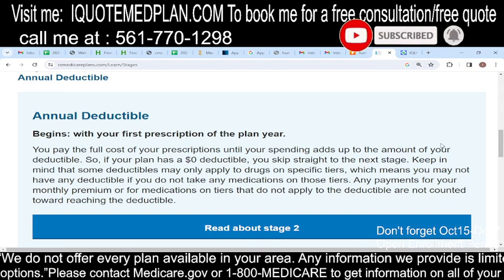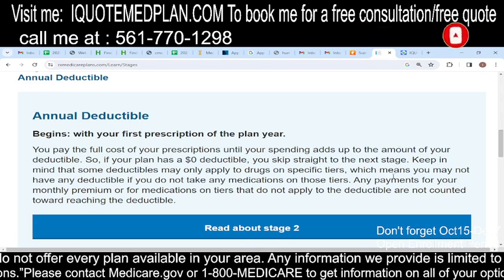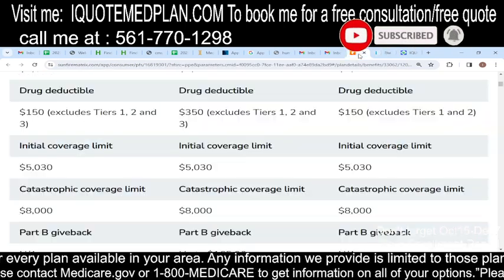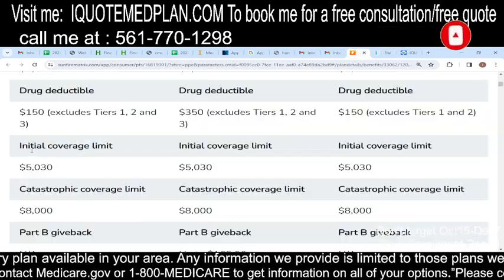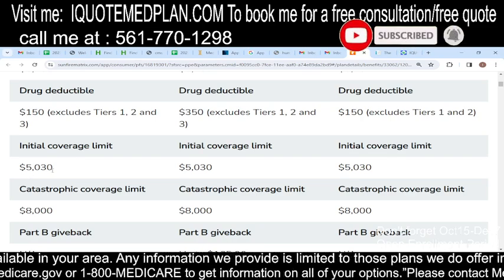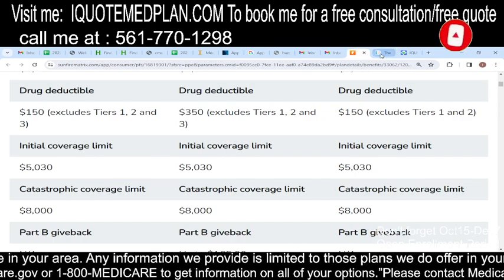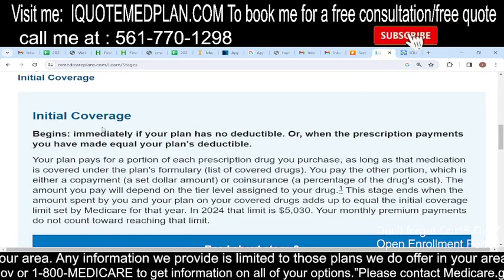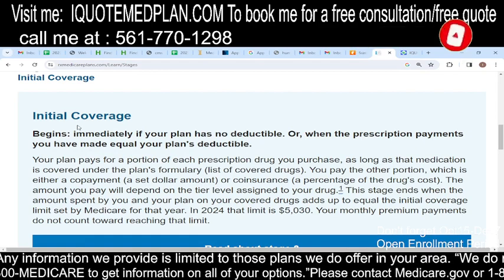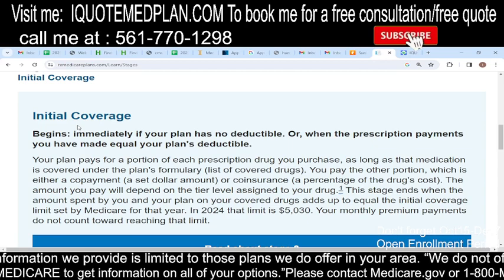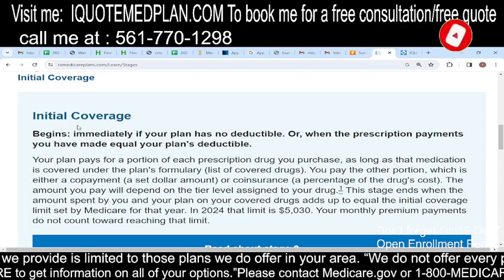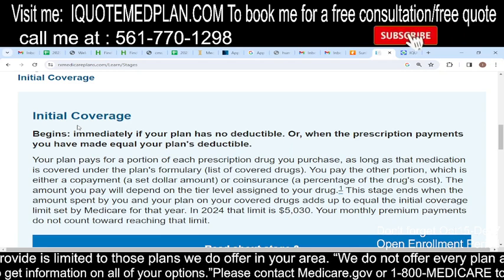Now we're going to move to the next phase, which is the second stage. Let's look at this phase here, the initial coverage limit stage, which is 5,030. So let's talk about it. Here it is. Initial coverage begins immediately if your plan has no deductible, or when the prescription payments you have made equal your plan's deductible.